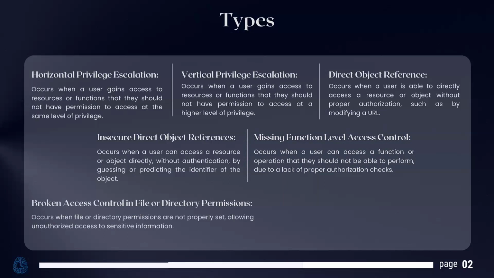And then next is broken access control in file or directory permissions. It occurs when file or directory permissions are not properly set, allowing unauthorized access to sensitive data. For example, finding a config file or admin page through robots.txt. Robots.txt is something that we always look at for the broken access control vulnerability, because most of the time robots.txt lists the files available on that server or website. So this can be one of the easiest and smoothest ways to find different types of files or pages in the directory of the website.